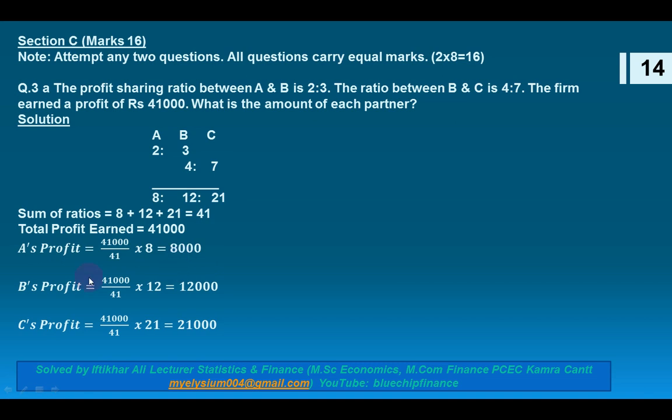Similarly, 41,000 divided by 41 multiplied by 12 represents the 12 parts of the profit, which is associated with B, and C's part of the profits is 21,000, because C has 21 parts of the profit. So 41,000 divided by 41 multiplied by 21 will produce 21,000.